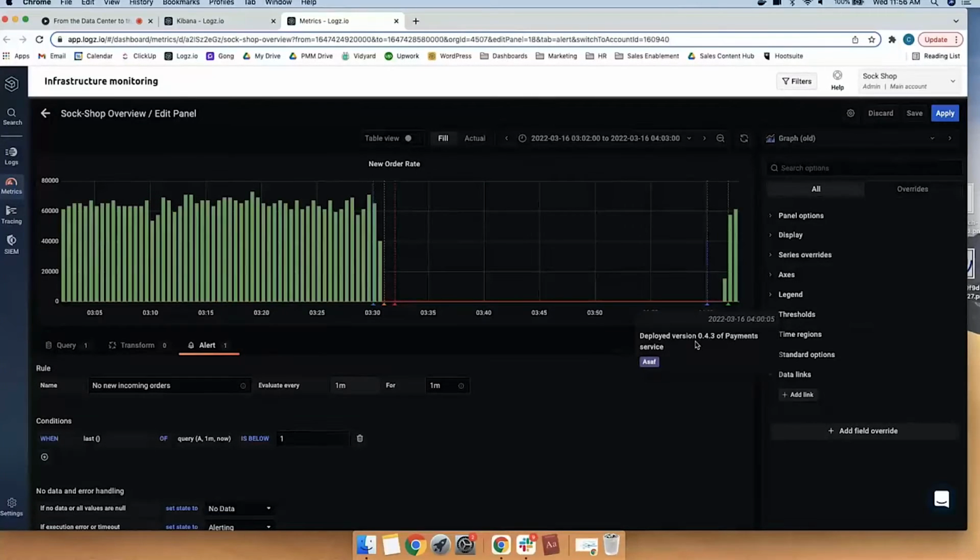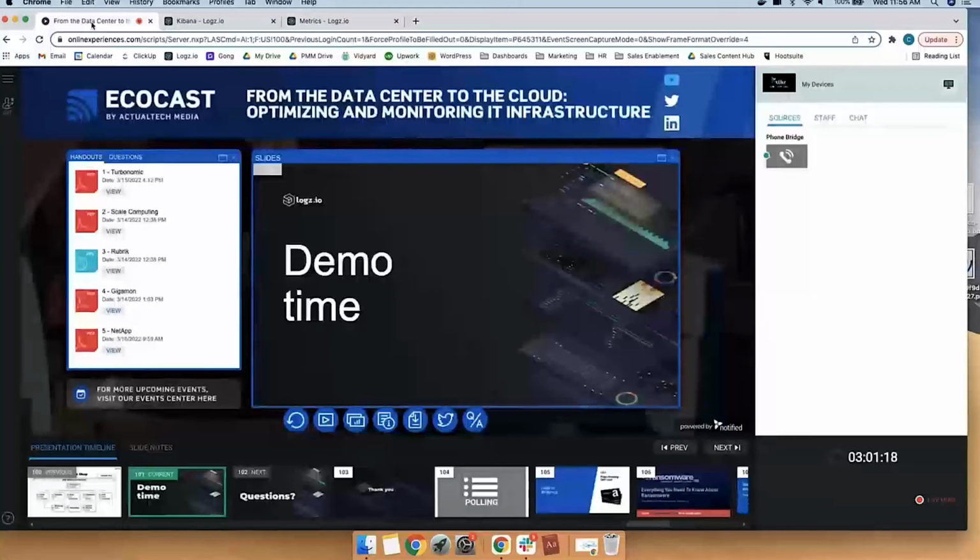When you have your log, metrics, and trace data all together, it gives you that end-to-end observability you need to understand what's happening in your environment and why things are happening the way that they are. And that's what I want to show today. That is the demo and a bit about Logs.io. And so now I can open it up for questions.